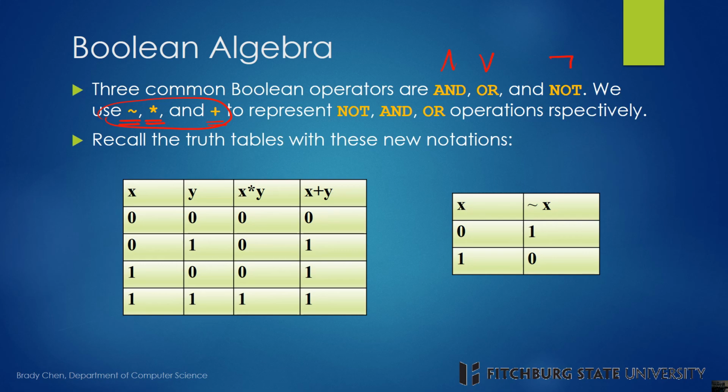Okay, remember, the asterisk represents AND, the plus represents OR. So the values listed under here represent the truth table for AND, and the values over here represent the truth table for OR. And that's the negation. If x is 0, then the tilde x, which represents the negation of x, is 1, and vice versa. If x is 1, the tilde x is 0.